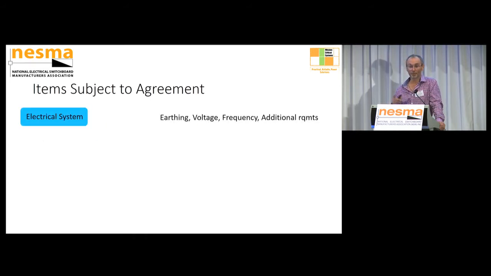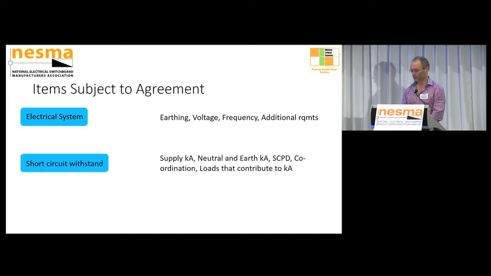So the categories are electrical system. Basically you provide a single line diagram, defines your earthing system, voltage, frequency, and any additional requirements you might have, how you want the thing arranged. Short circuit withstand is pretty obvious, so you've got to nominate supply kA. You can also nominate neutral and earth if you want. How you want the SCPD to work, coordination, and any loads that contribute to the fault level. So all of that goes in that category.